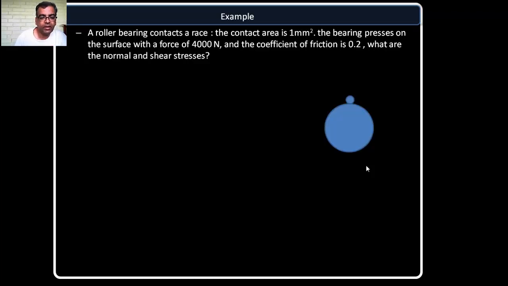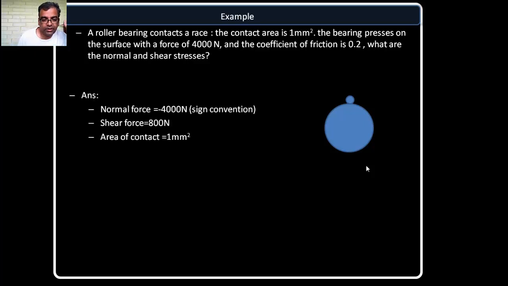So there's the bearing, and there's the roller on top, and the roller is getting squeezed onto the surface. So you can see it is pushing on the surface, not pulling on it. So normal force will be minus 4,000. Why is it minus 4,000? Because it's pushing on it and not pulling. Shear force is 800 newtons. How did I get that? It is 4,000 times 0.2. Area of contact is 1 millimeter squared.